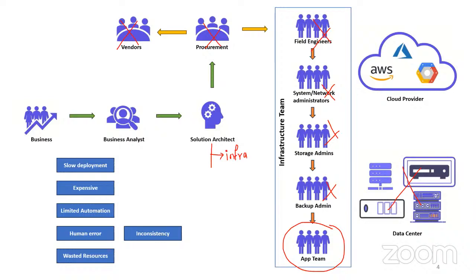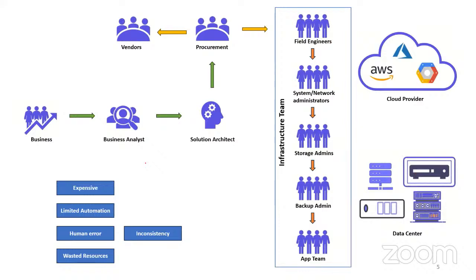So that is the reason when you are working in the cloud computing model, the deployment is faster. The slow deployment problem is not there in the cloud. In a cloud, the deployment model is faster. And one more thing is that you don't need to maintain field engineers, no system, no storage, no data center at all, no procurement team, no vendors team.